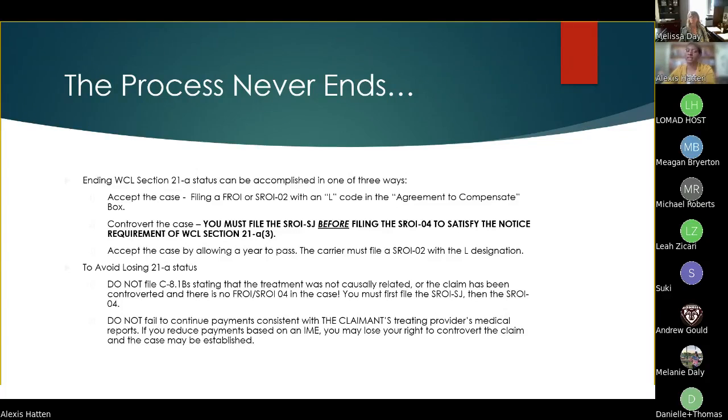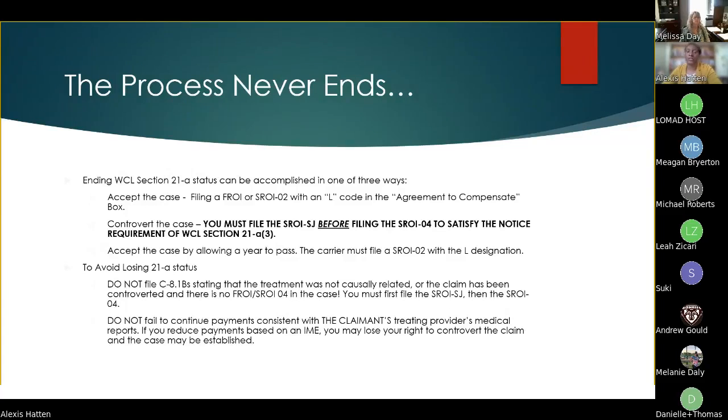You can also end it by accepting the case, filing an SROI with an L code, or by simply allowing a year to pass. You then file an SROI 02 with the L designation, and that'll be converted to an accepted claim status.